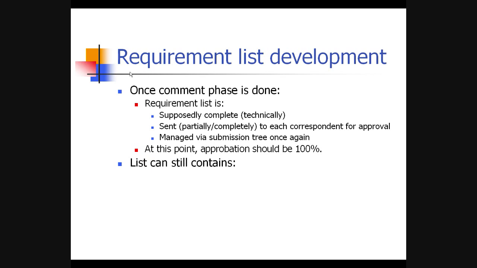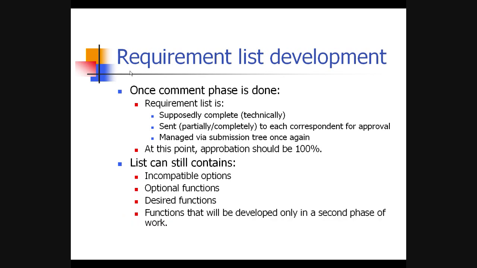Of course, at this point, your requirement list can still contain options that are incompatible with each other, functions that are optional, functions that are desired by the user but will be developed only in the second phase of work, or never, depending on the budget, depending on the price. So your requirement list is still not made of concrete. Things will probably still change till you get the money corresponding to it.